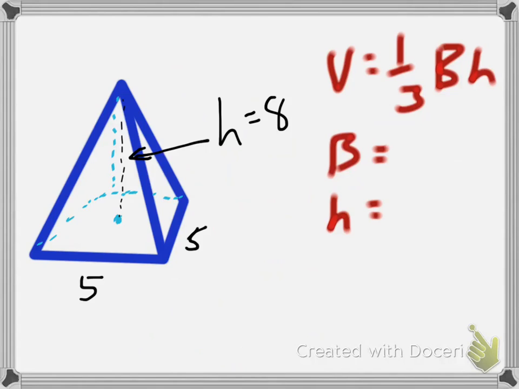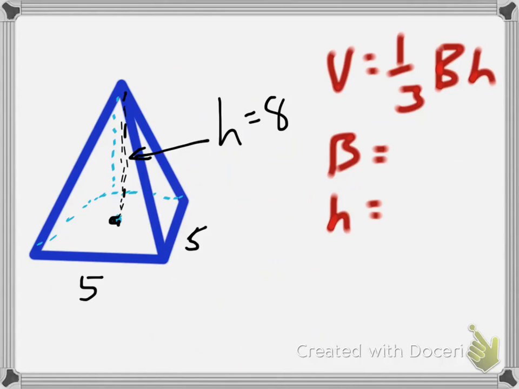Here's a pyramid. Now we're not using slant height. Slant height, we use L for that. Here we're actually talking about the height of the pyramid. Now the height of the pyramid goes from the middle of the pyramid, the very center of the pyramid, all the way up to the top point. So the height of the pyramid is from here all the way up to here. In this case, it's 8.